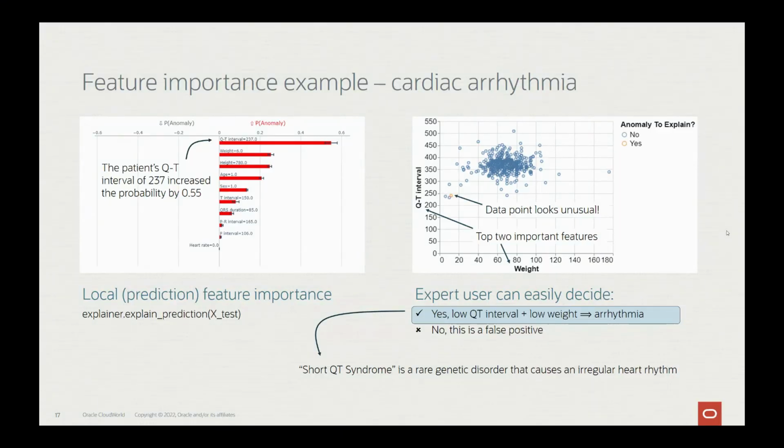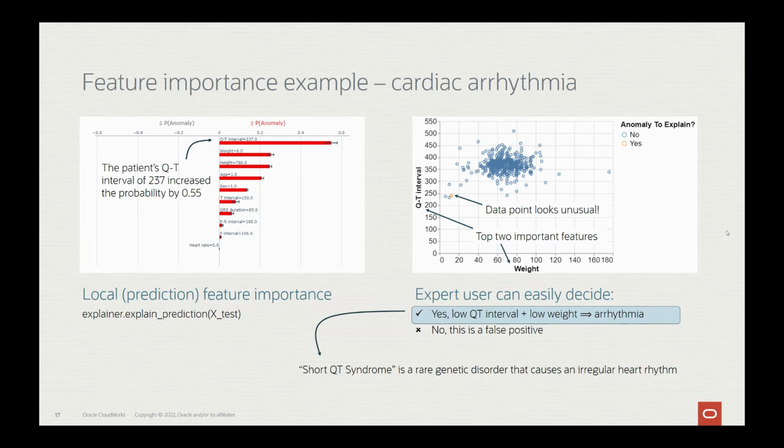So on the left there, you're seeing an example of the feature importance. In fact, what this is saying is that all of the features contributed a little bit or a lot to increasing the model's prediction of the point being an anomaly. So the most important feature is the one at the top there, the QT interval, which has a value of 237. Now, if you're like me, you're not a medical expert, so you don't know what that means.